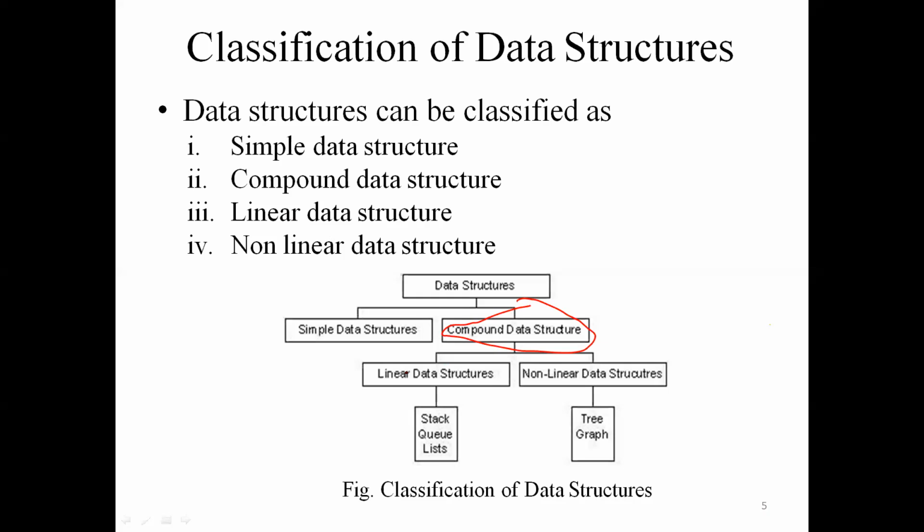What are the types coming under this compound data structure? Linear and non-linear data structures. Examples: stack, queue, list. This thing you have to remember very much.